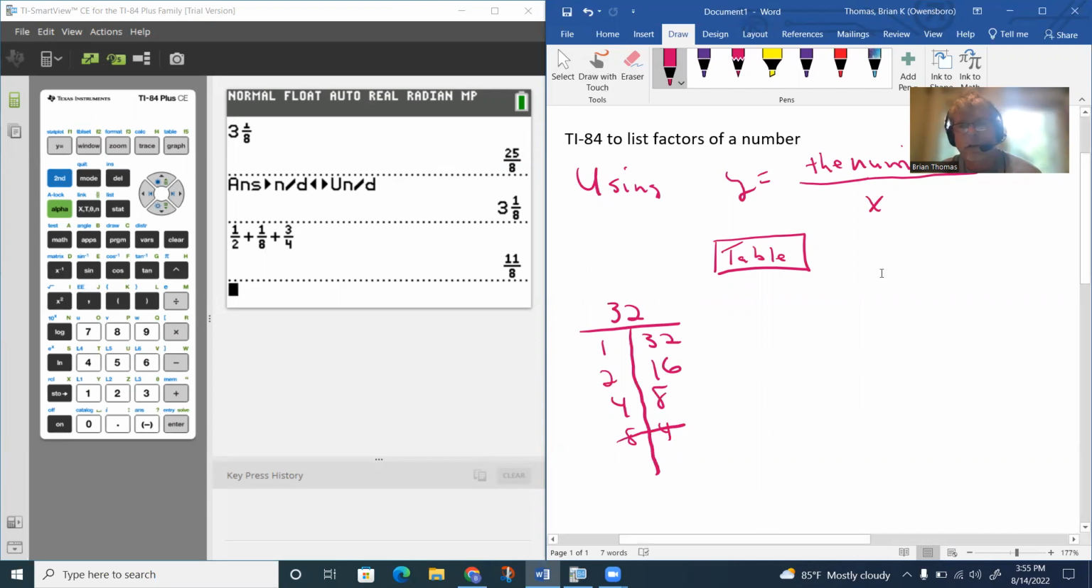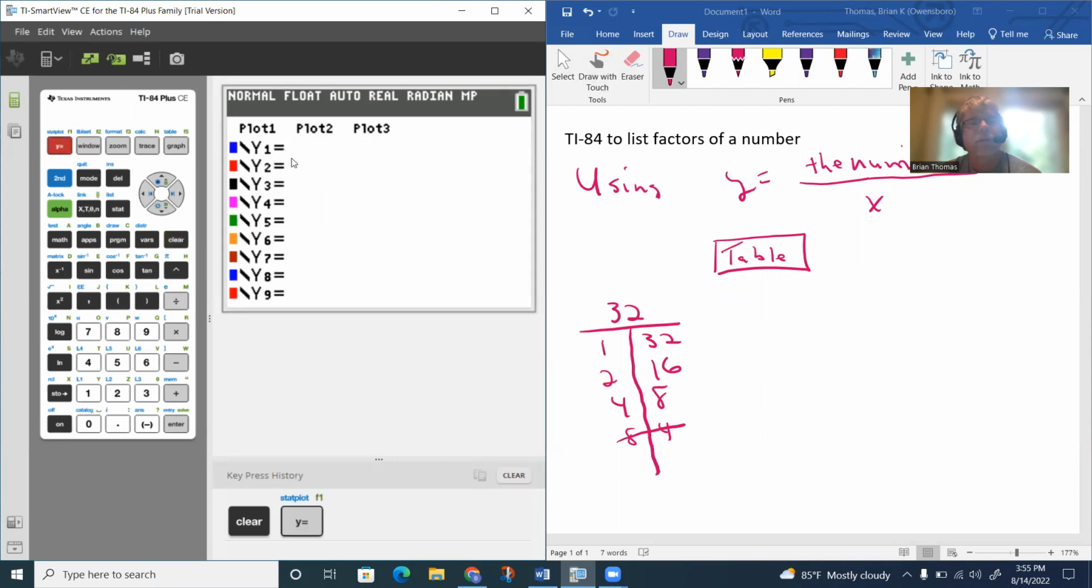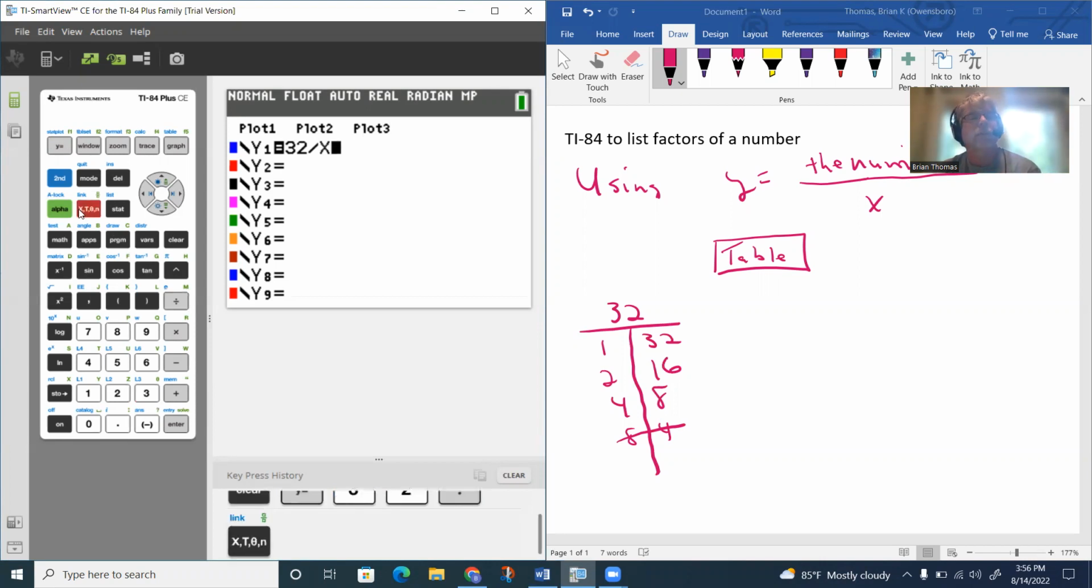So what we could do on our calculator is clear this off if we want. Up here at the top, there's this y equals button. Press y equals. Notice how it's prompting me to put something in. So I can put the number 32 in and divide it by x, and x on this calculator is right next to the alpha button. See, it's the X, T, theta, n button. If I click that, that'll place x in.